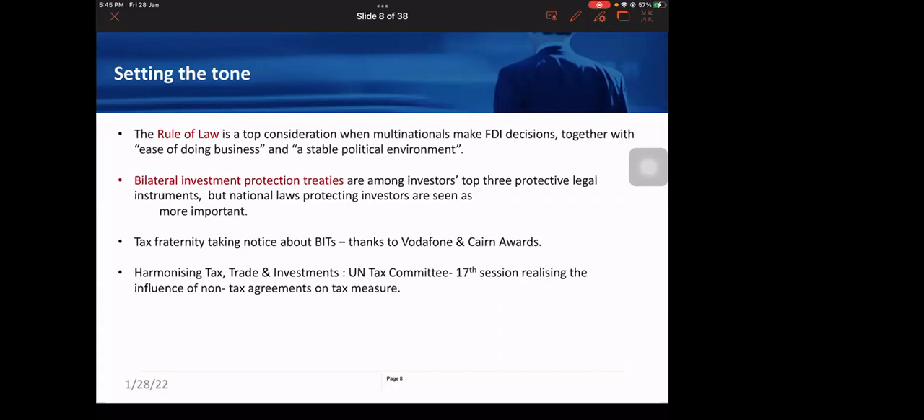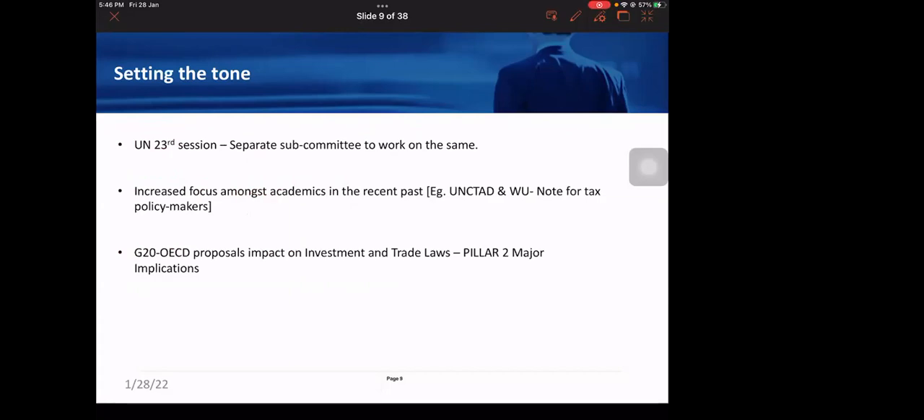Now, seeing the significance of the tax disputes that arise in the investment area, why does it arise? What is the friction? We're going to see it as we go along. But that has now also become a huge subject matter, which the UN Tax Committee in the 17th session, which happened a few years back, came out with a secretariat paper in coalition with the OECD on tax, trade, and investments, on the influence of non-tax agreements in the tax agreements. Now, a very interesting read. If you haven't read it, one should lay their hands on it.